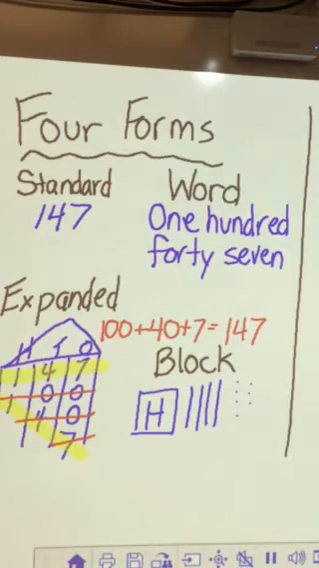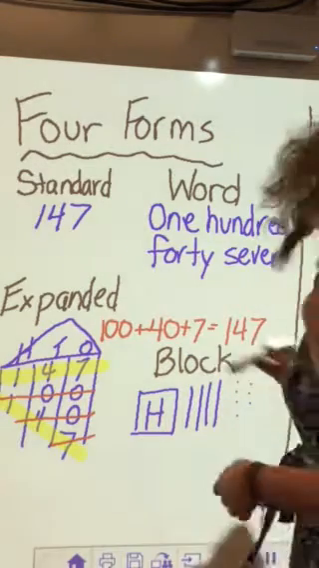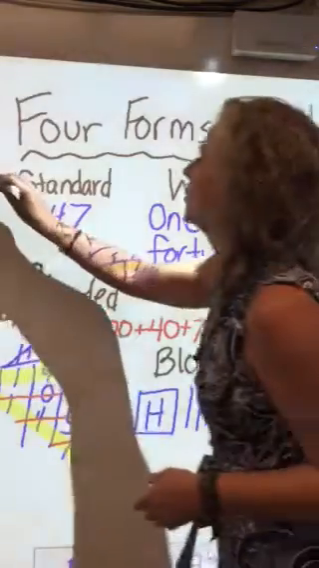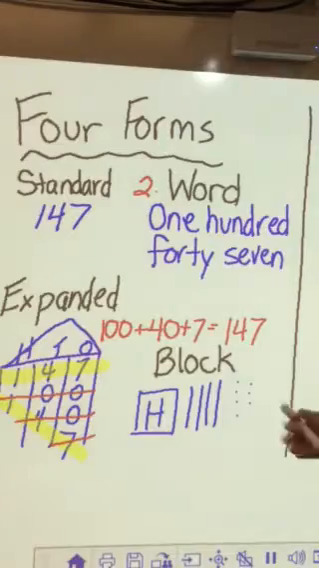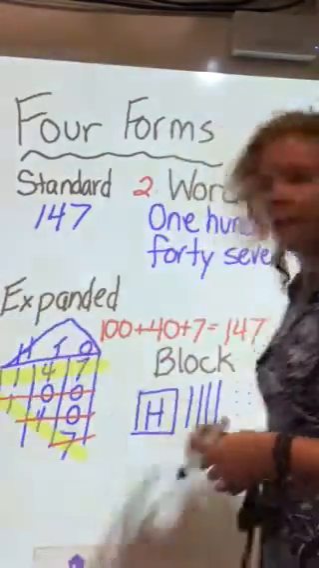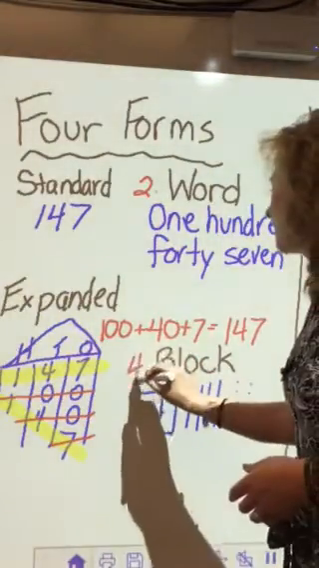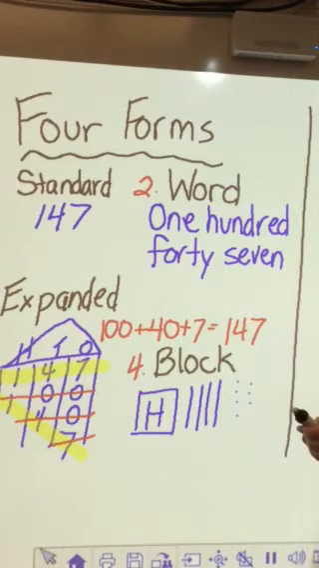They're my 4 forms of numbers. Oh, that'll make a fat pen. Standard form, word form or written form, expanded form, and block form.